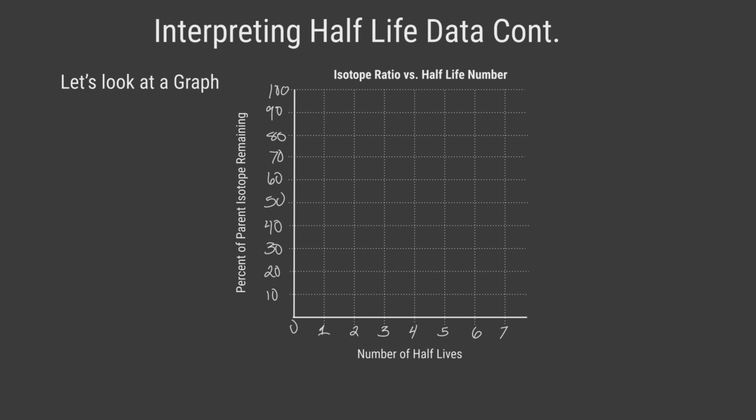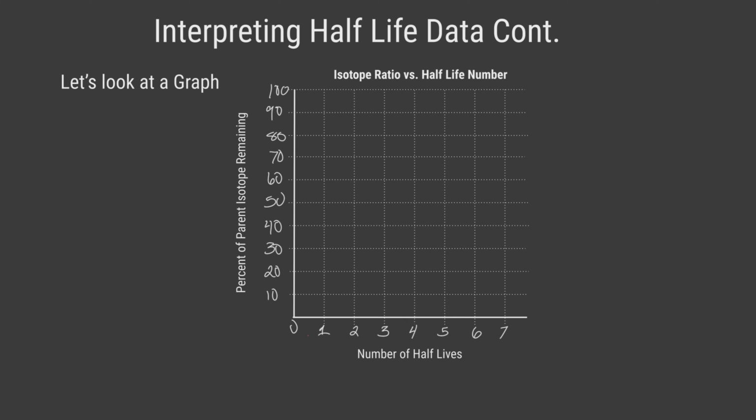So you can see on the x-axis here at the bottom, I've labeled the number of half-lives that we're on, starting at 0, then 1, 2, 3, 4, 5, 6, all the way up to 7 half-lives. On the y-axis, we have the percent of the parent isotope that is remaining, starting at 0%, going up through 100%. So let's go ahead and graph those data points that we looked at before.